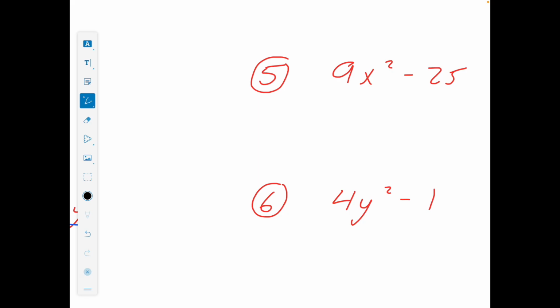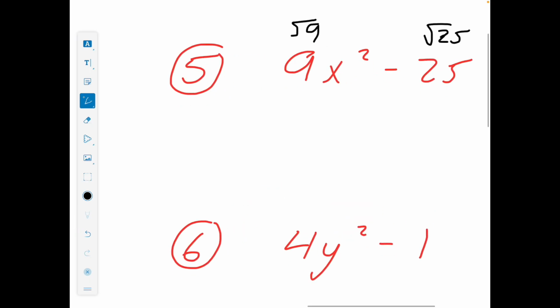Okay, and the last two. So I look at this, okay, and I say, okay, there's two terms. So it could be difference of two squares, or it could be highest common factor. I look at the numbers in the first one. Okay, they're both on the list. So they're both square numbers, and there's a minus in the middle. So it's going to be difference of two squares.